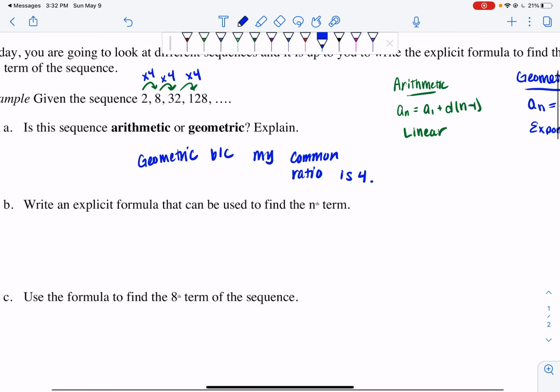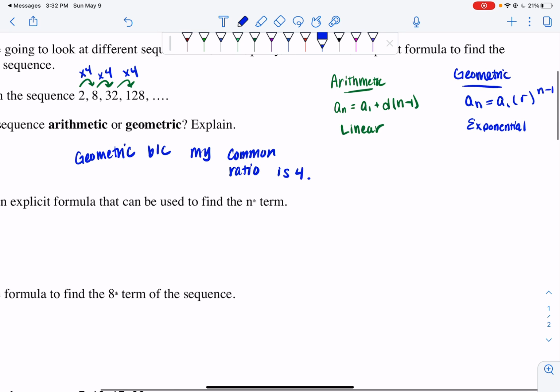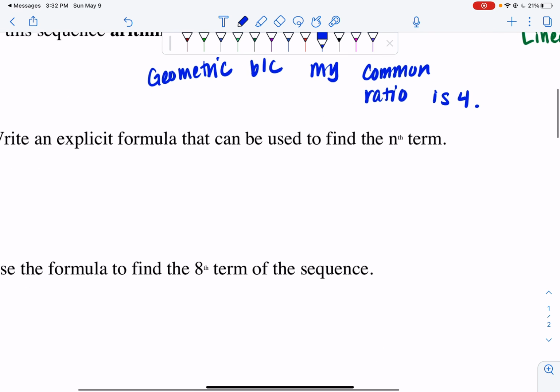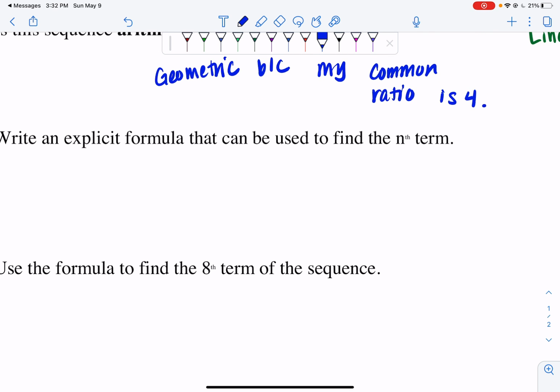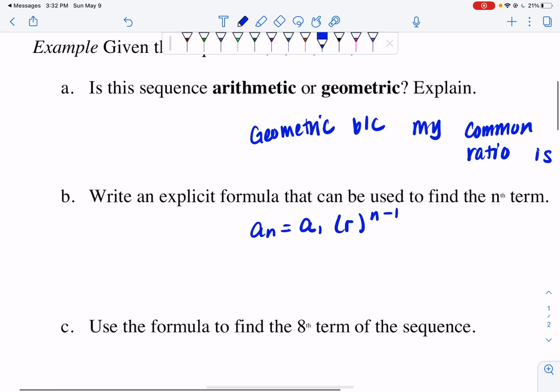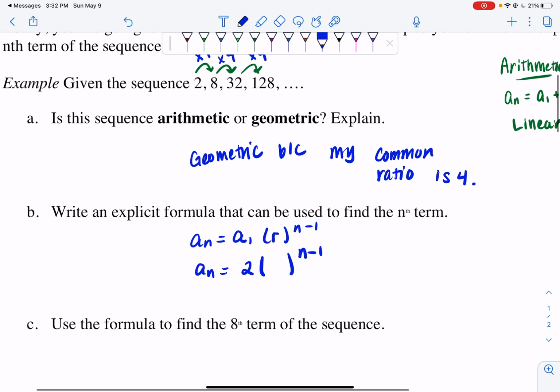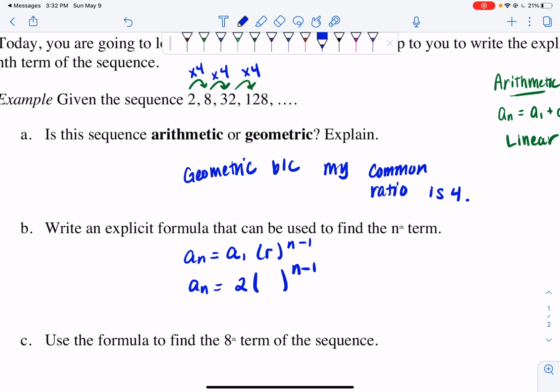So if I wanted to write a formula to use to find the nth term, I know I have to use this formula over here: a sub n equals a sub 1 times r to the n minus 1. So that's what we're going to type first. I have a question for you. If I look at the sequence, what's my a sub 1? Very good, it's my 2. So I have 2 times my common ratio raised to the n minus 1. And now what's my common ratio? Very good, it's 4. So this is my explicit rule that I would use to find the nth term of this sequence.